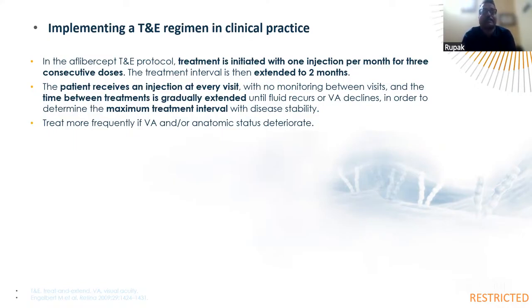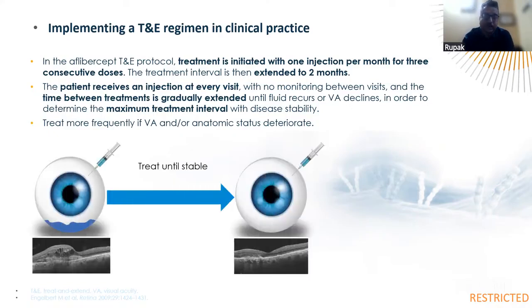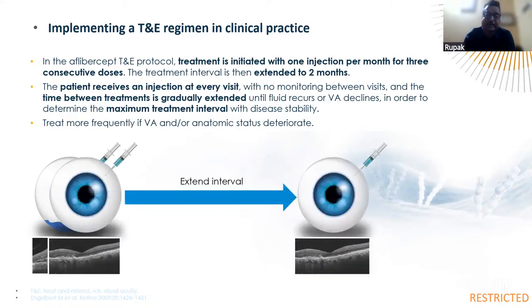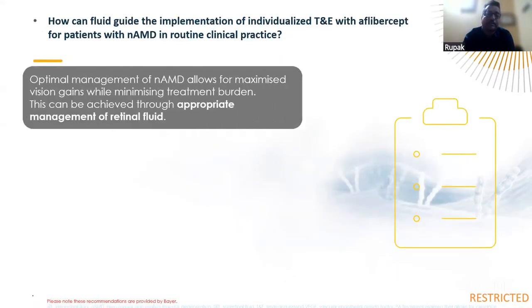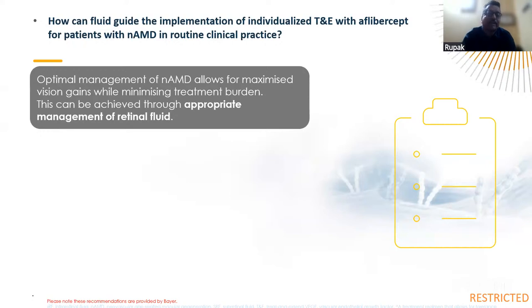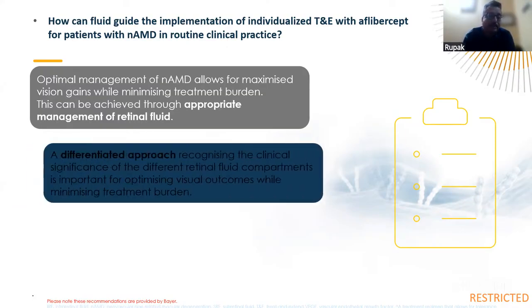And nowadays, I think if the patient achieves good control and stable visual acuity and anatomical parameters, we can actually extend the visit up to 12 weeks, that is 3 months. So treat until stable and then extend the interval. At any point there is a fluid recurrence, you treat the patient. Optimal management of nAMD allows for maximized vision gains while minimizing treatment burden. This can be achieved through appropriate management of retinal fluid.